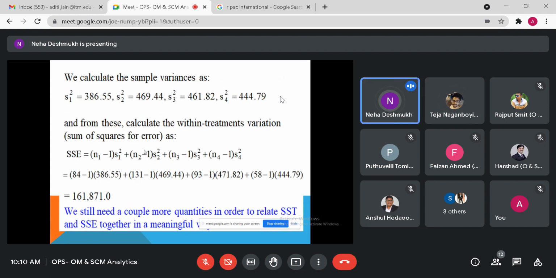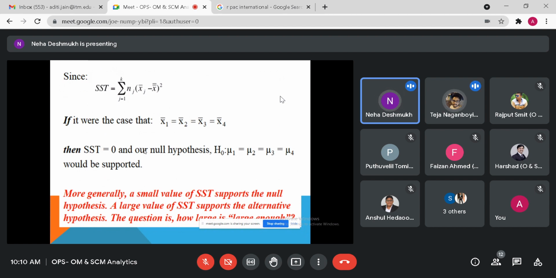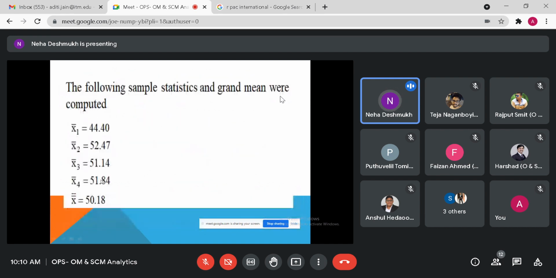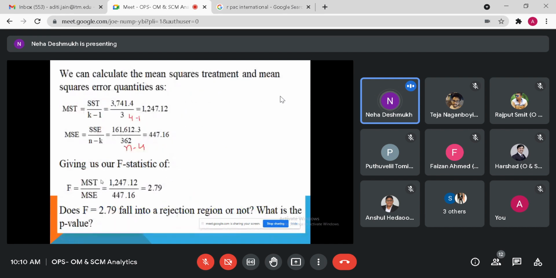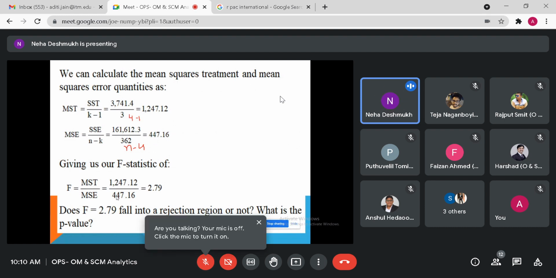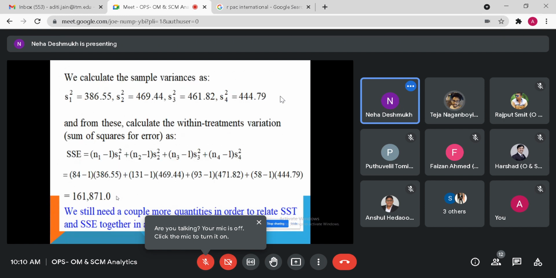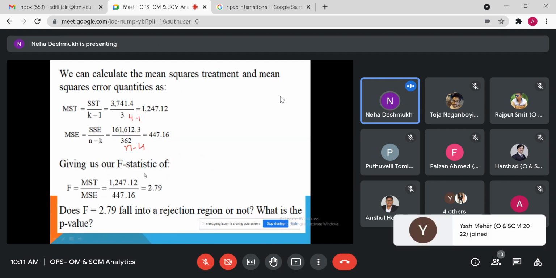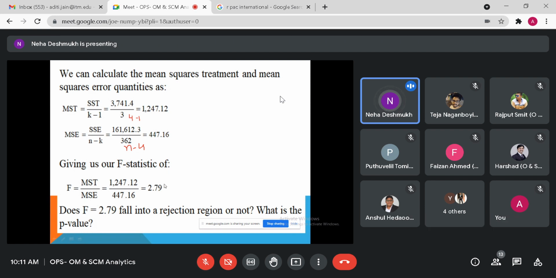The number of observations is already given in the question, 366. So when you subtract 4 from 366, you will get 362. Agree? Yes, ma'am. And the SSE value is here, right? From this formula, now you can calculate the F statistic, MST upon MSE, and it is 2.79, right?